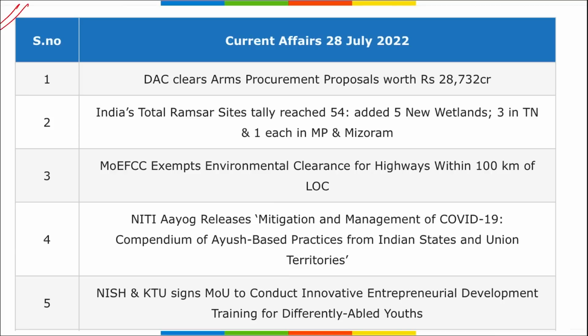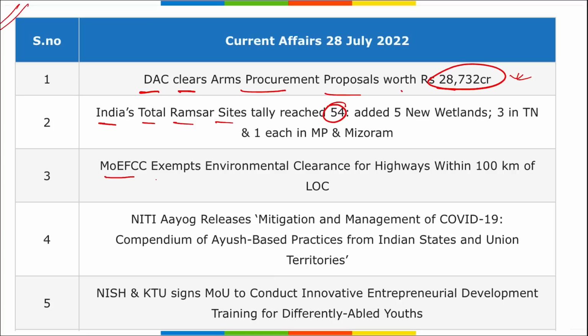So friends, that's all for the day. Let's revise in one-liner format now. DAC has cleared arms procurement proposal worth 28,732 crore rupees, and all arms will be procured that are made and developed in India. India's total Ramsar sites tally has now reached 54.